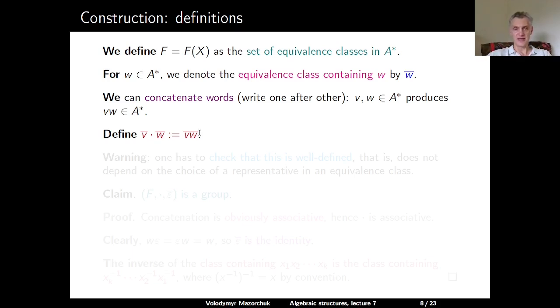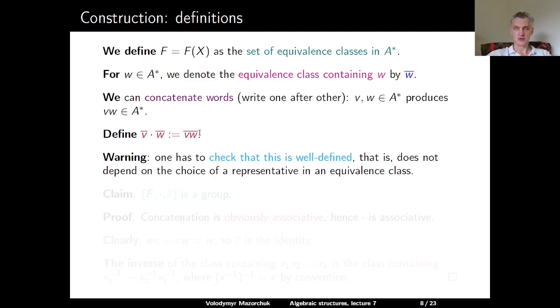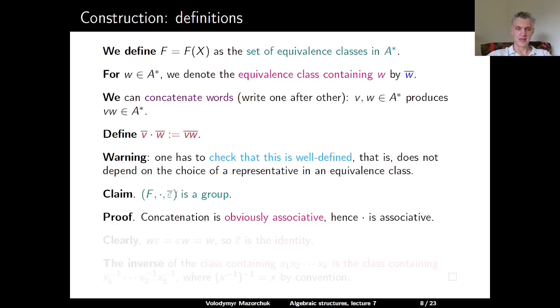Note that in order to make this definition, we pick a representative in each equivalence class. So in order to say that this is well defined, one has to check that this does not depend on the choice of a representative in an equivalence class. So that's a check which one has to do. And then we can make the claim that this set F with this operation and with the class of the empty word as the identity element is a group. Proof. Concatenation of words is obviously associative, so our operation is obviously associative.